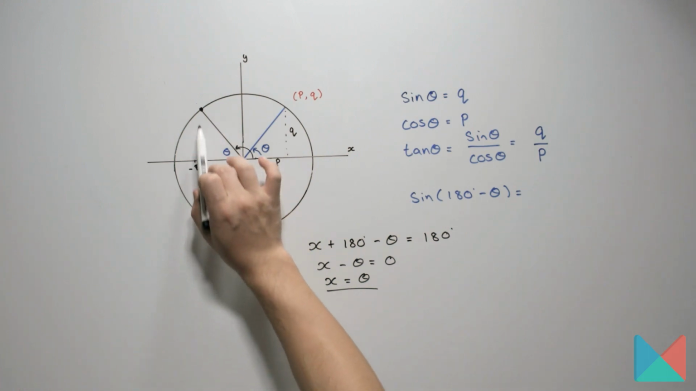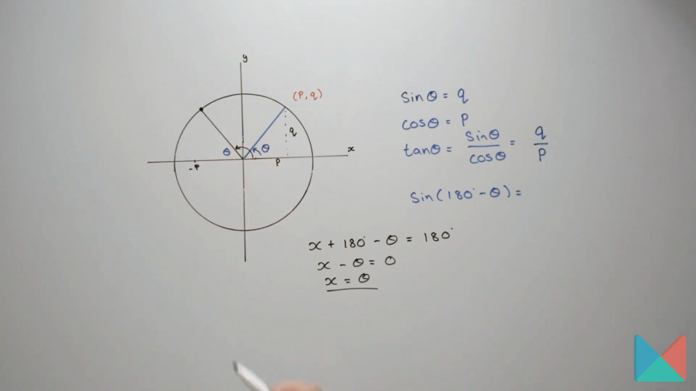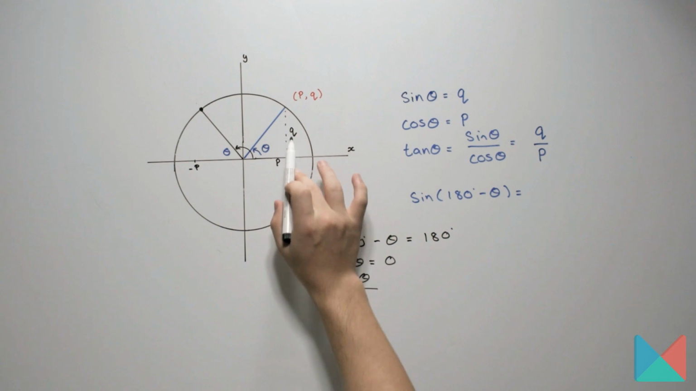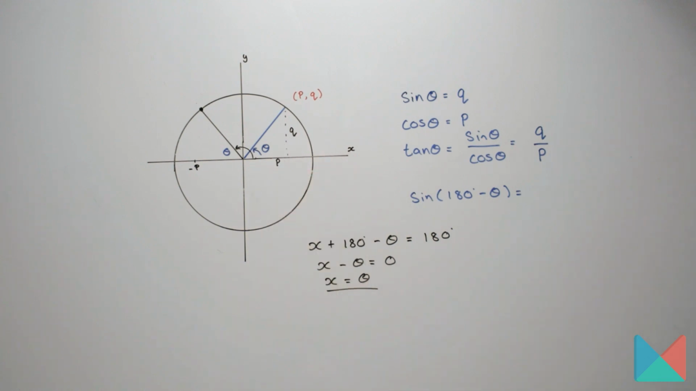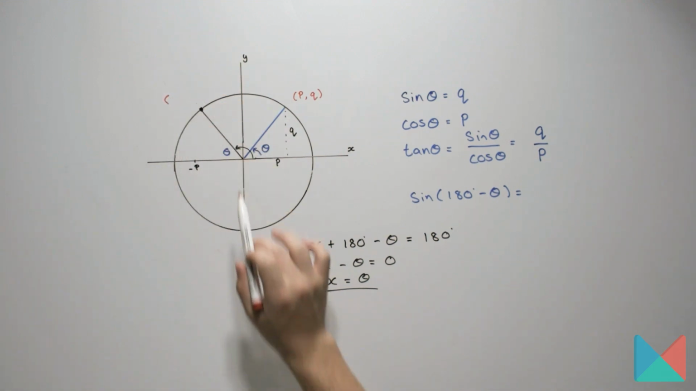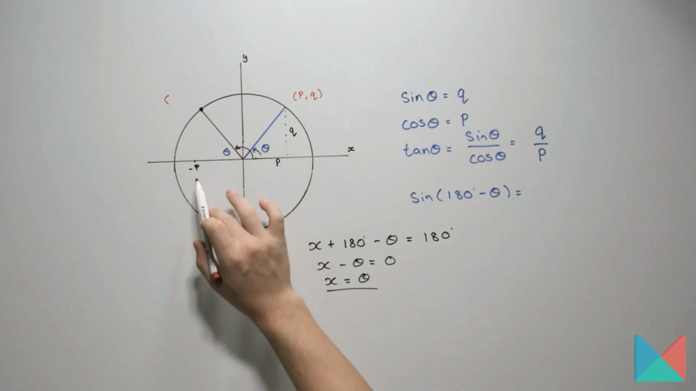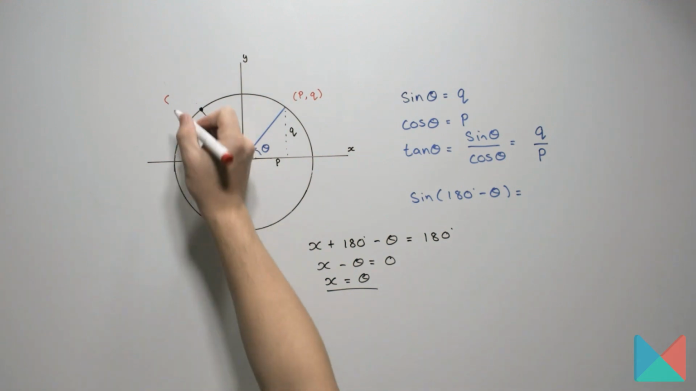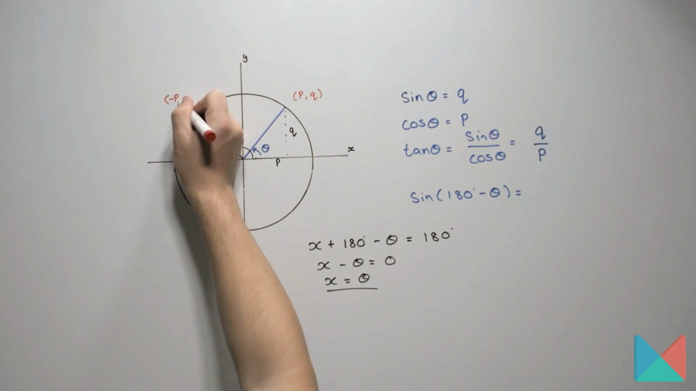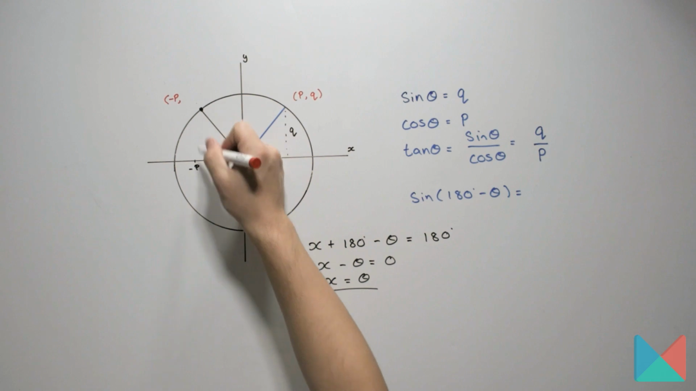And the height of our triangle, or of our coordinate, is going to give us a length of Q, for the same reason as this triangle here. And so if we label in our coordinate now for our angle of 180 degrees take theta, our x component will be negative P, and our y component will be Q, because we still go up Q.